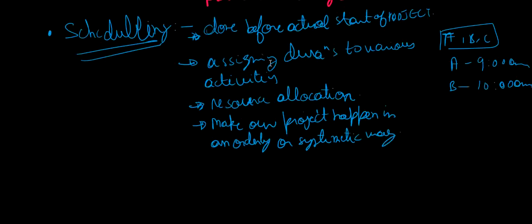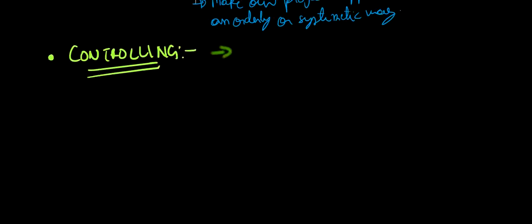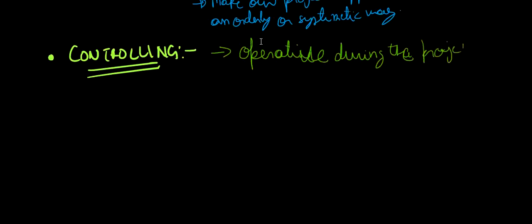Now let's talk about the third phase, that is controlling. So you have to take control. First of all, let's see when this phase starts. This phase becomes operative during the project, or you can say after the project has started. Then only this phase becomes operative in nature.